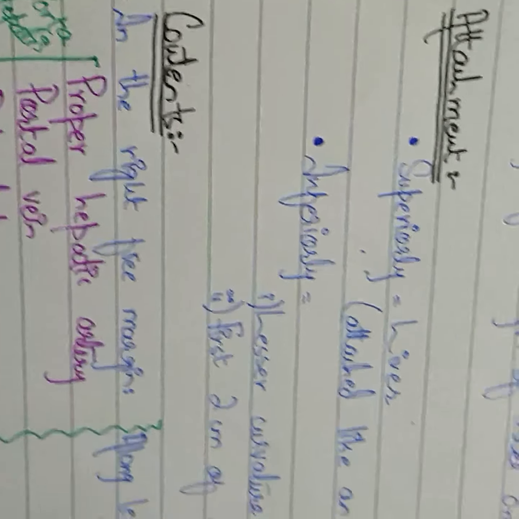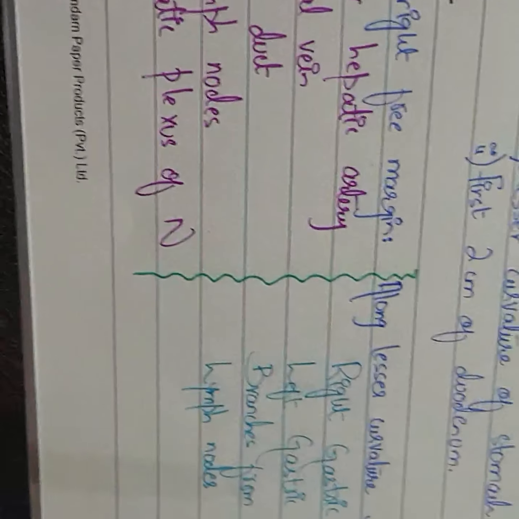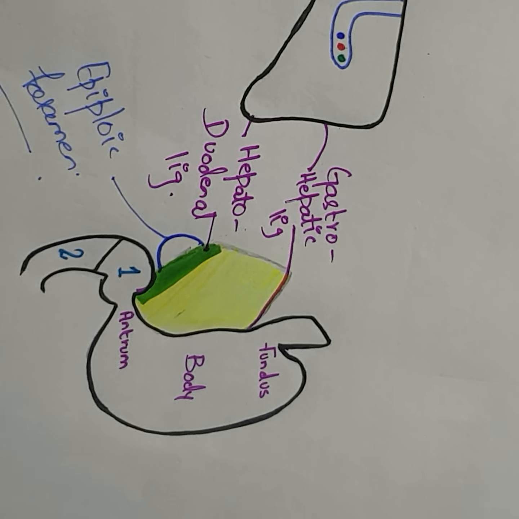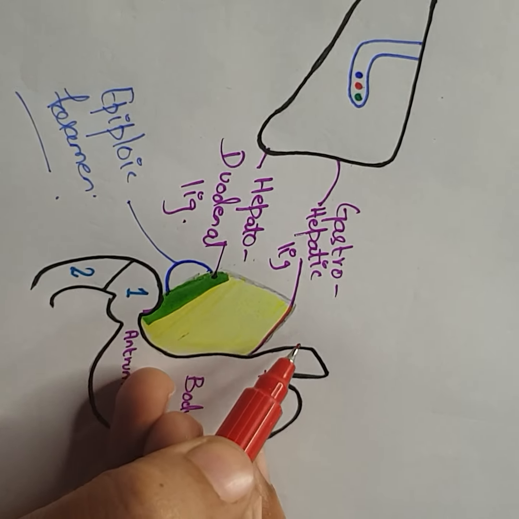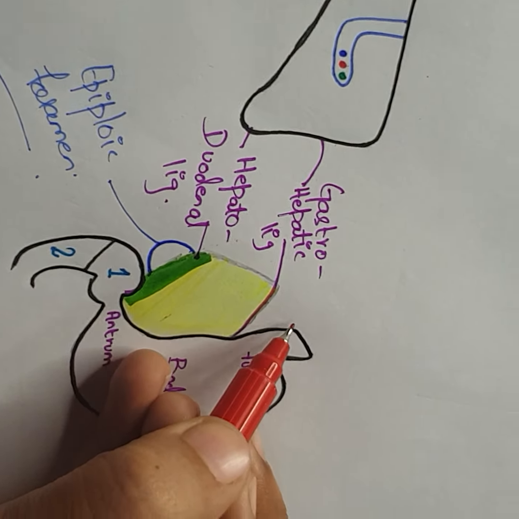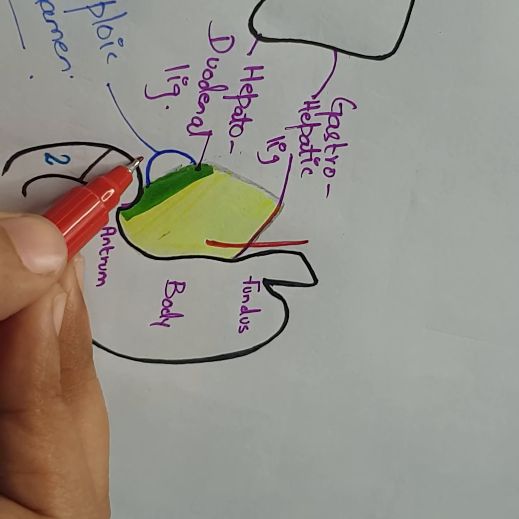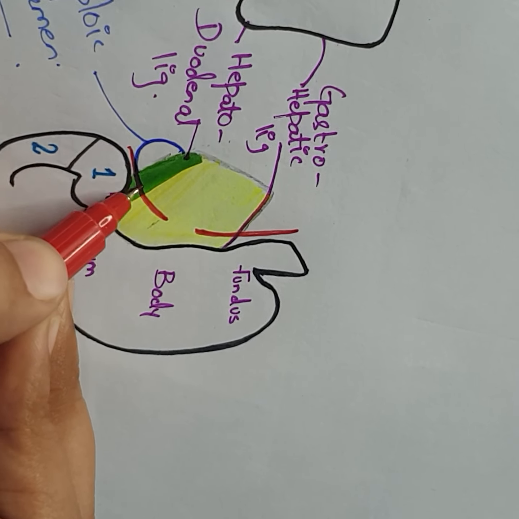Now along the lesser curvature and first 2 cm of duodenum we have the right gastric vessels, the left gastric vessels, lymph nodes, and branches from gastric nerve. Gastric nerve is vagus nerve. Okay, so you all know, talking about the blood supply of abdomen a little bit, here we have the left gastric artery. Below we have the right gastric artery.